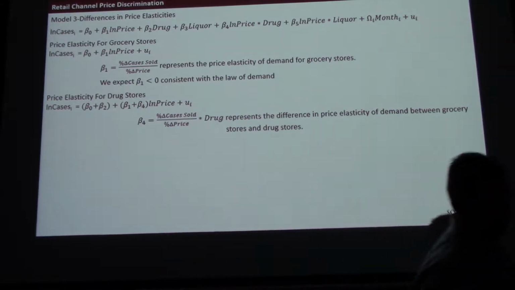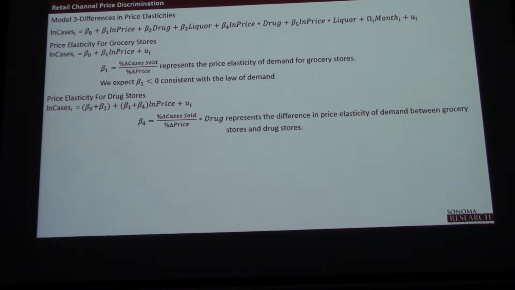And we expect beta 4 to be negative because we expect the price elasticity of demand to be more negative, or more sensitive.